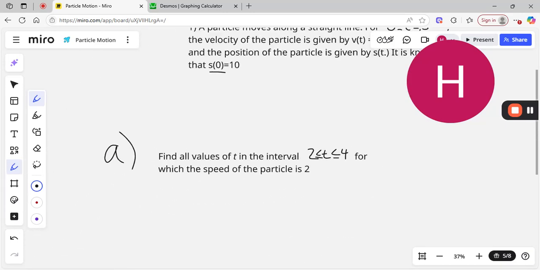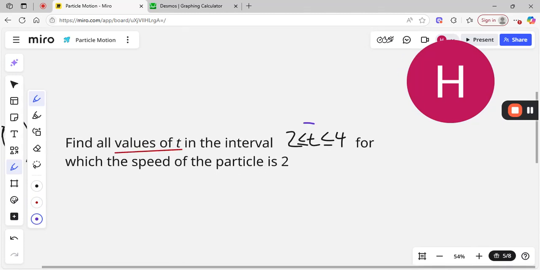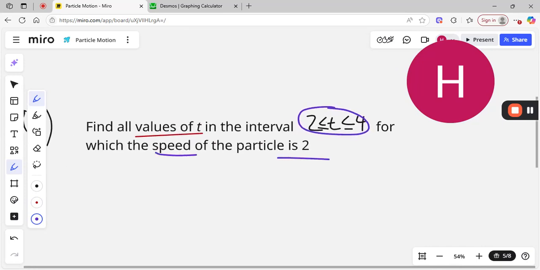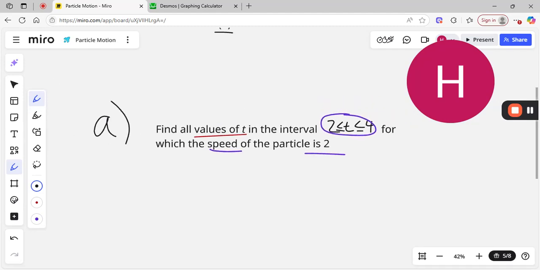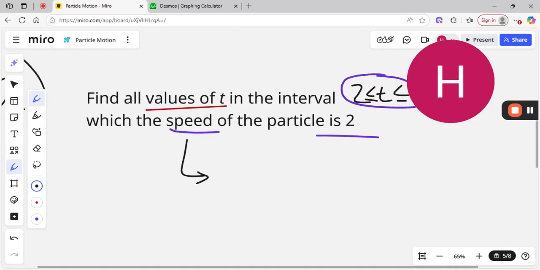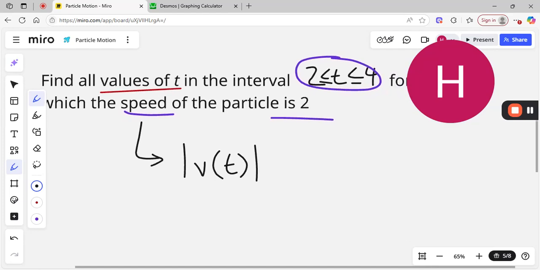Okay, part A wants us to find all values of t on this specific interval from 2 to 4 only, for which the speed of the particle is 2. So this allows us to break down a couple of interesting concepts that are important for this type of problem. The concept of speed. Speed is not your velocity, because your velocity includes a negative or positive depending on the direction. Speed does not care about the positive or negative value. So we can think of speed as the absolute value of the velocity.